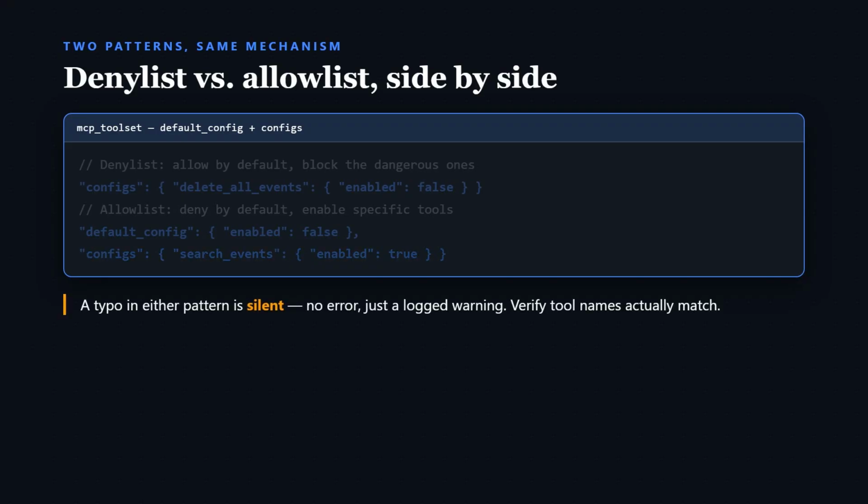The trap is the same for either pattern. A typo in a tool name doesn't error, it just logs a warning. So always verify the names in your config actually match the real tools the server exposes.